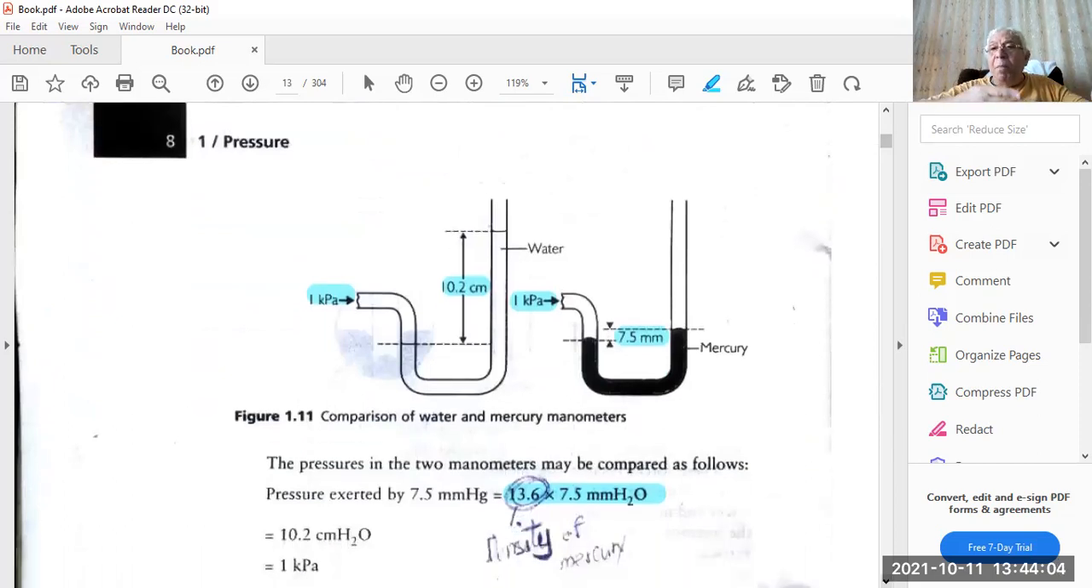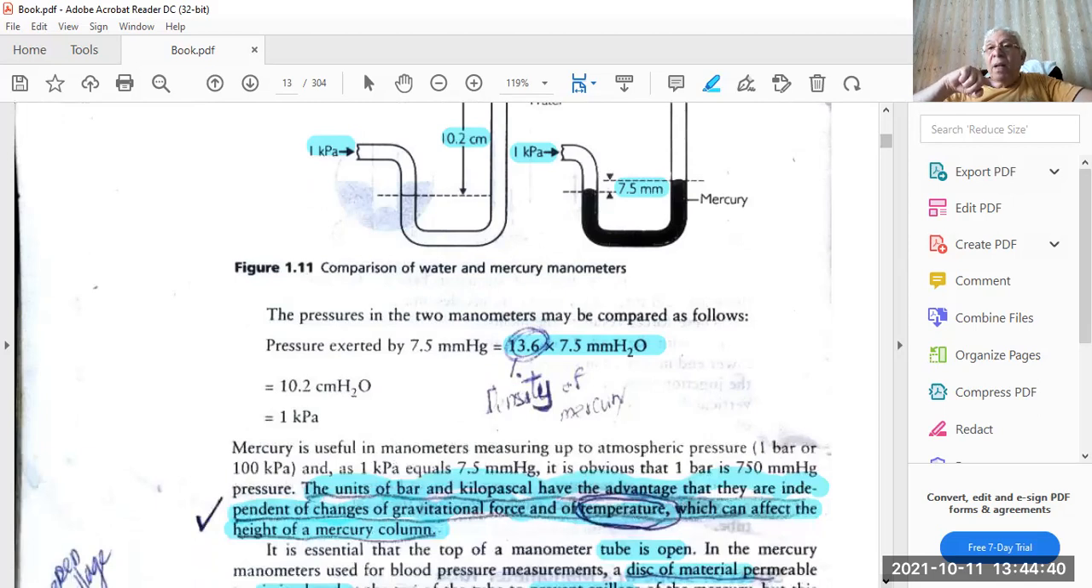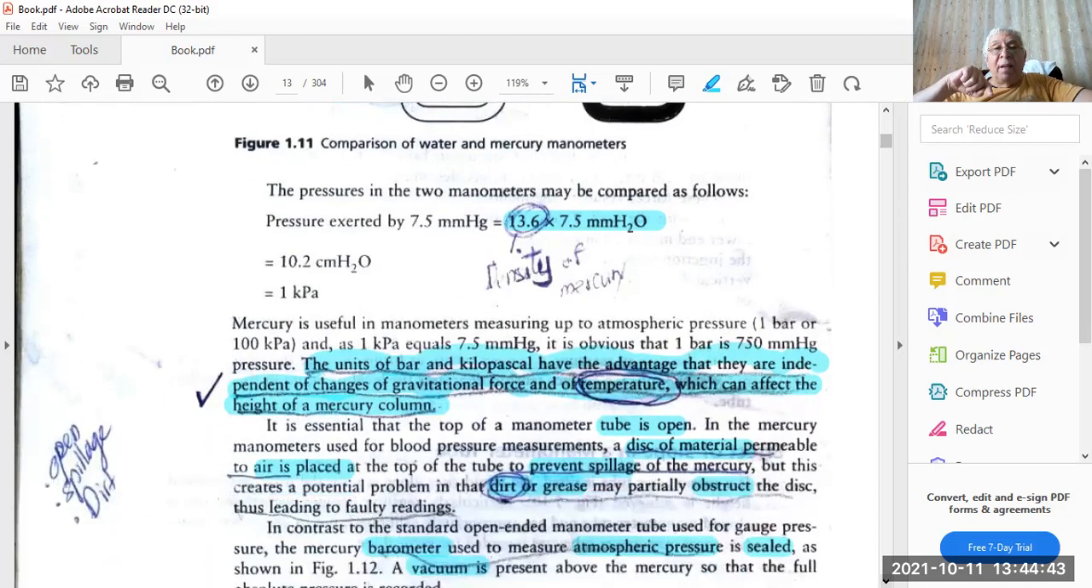This is the difference between mercury and water manometers. We can see that 1 kilopascal, as we said before, elevates the water by 10.2 centimeters. On the other hand, 1 kilopascal will elevate the mercury 7.5 millimeters. Remember that this one is centimeter and the other one is millimeter. So whenever I want to convert this 7.5 millimeters to centimeters of water, I must multiply by 13.6. This is the difference between the two regarding density.